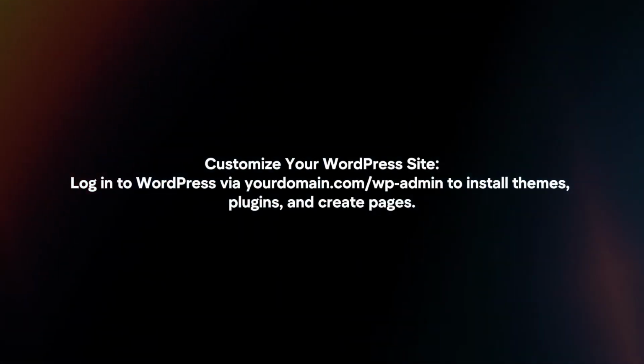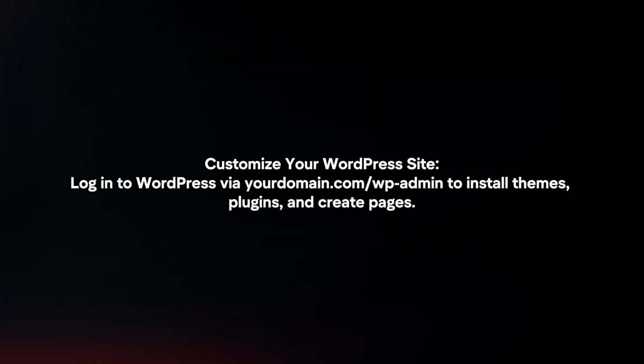Customize your WordPress site. Log into WordPress via yourdomain.com/wp-admin to install themes, plugins, and create pages. Set up email accounts. In cPanel, click Email and Office to create professional email accounts linked to your domain.